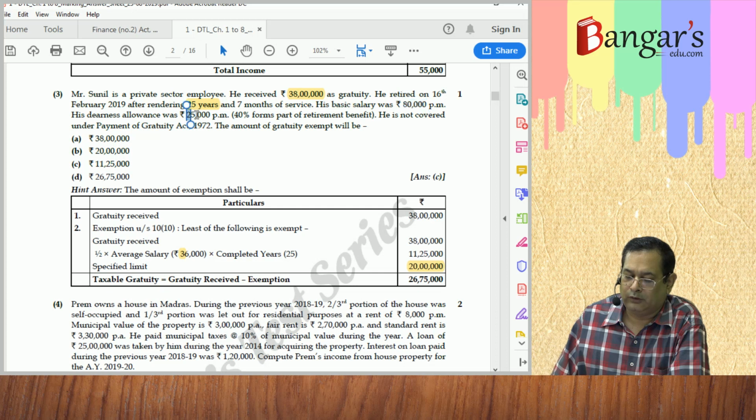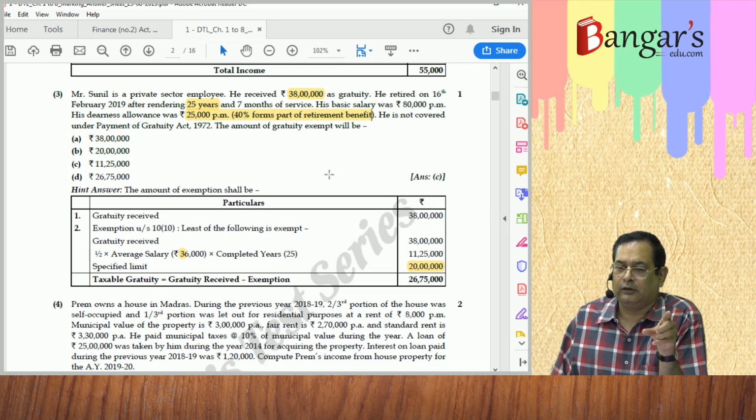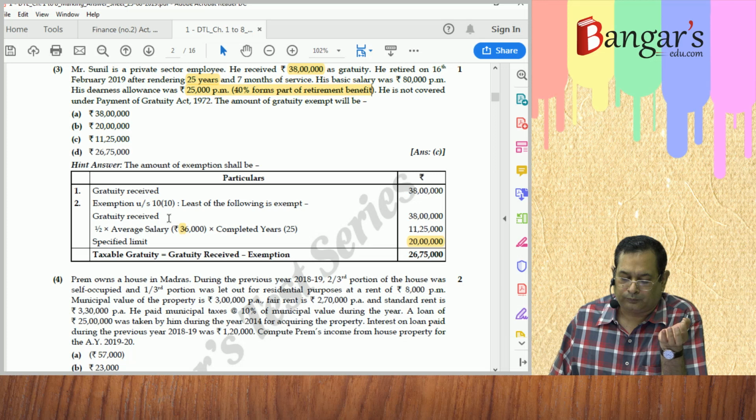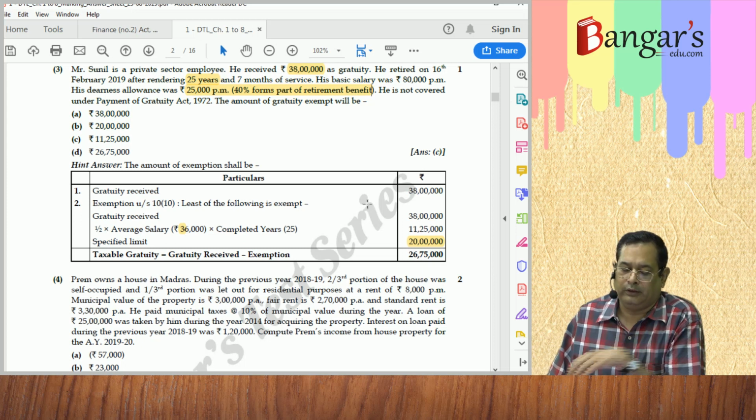DA allowance is 25,000. 40% forms part of retirement benefits. So his salary for the purpose of gratuity will be 80,000 and 10,000, that is DA to the extent it forms part of retirement benefit, 90,000 it is. So here the gratuity received is 38 lakh rupees. Exemption is half month's average salary for every completed year of service.